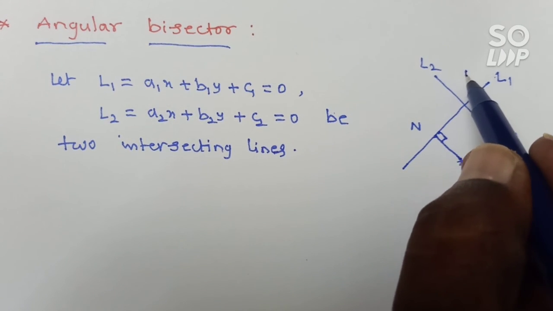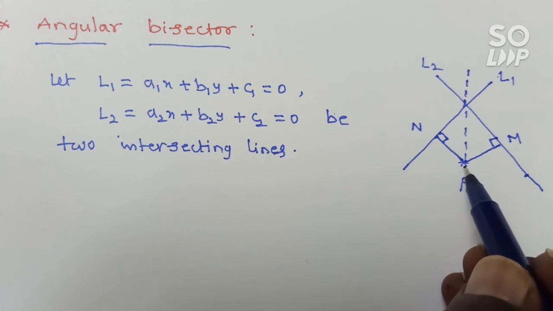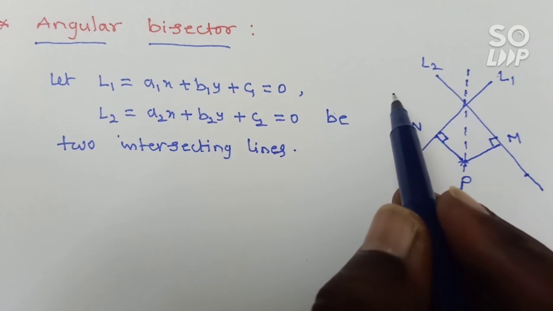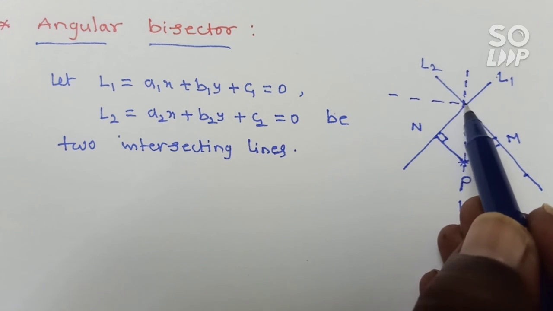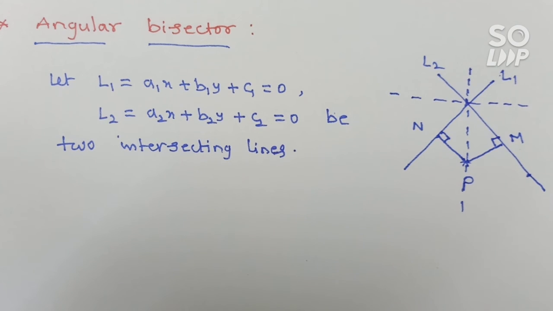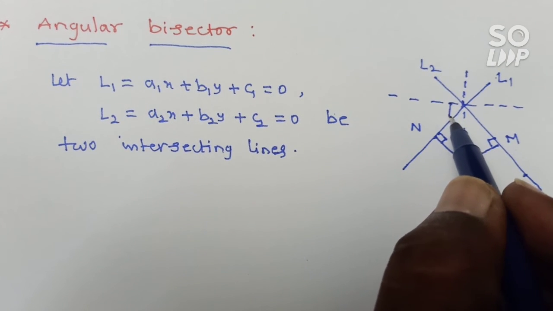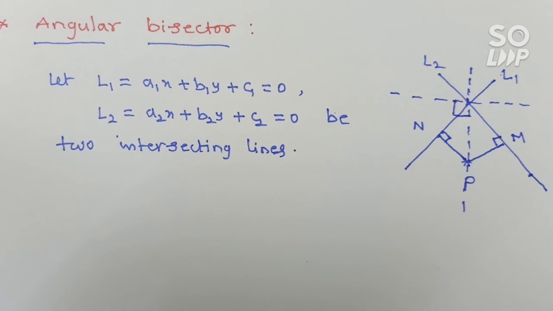After that, the locus of a point which is equidistant from two intersecting lines is called the angular bisector. One line will be this one and another line will be this one. One line is called the acute angular bisector or internal angular bisector, and the other one is the obtuse angular bisector or external angular bisector. Angular bisectors are always perpendicular to each other.